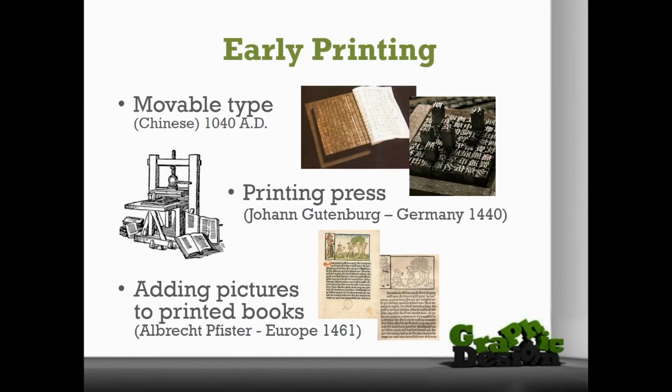Then we go to the movable type. That too was brought about by the Chinese. As you can see here, these things would be pulled out and then set in this little brick or wooden frame to hold it all together. And remember that they read Chinese top to bottom, not left to right. So then Johann Gutenberg finally invented the printing press to make the movable type a little bit faster. And then Albrecht Fischer ended up putting illustrations with text.